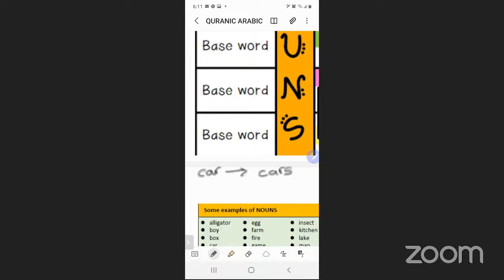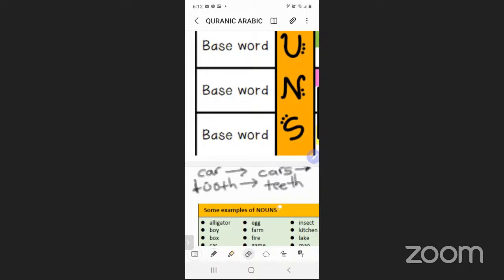But if it's, say, a tooth, it becomes teeth. So what happened over here is that when only s is added, and the original remains the same, it's called sound plural.